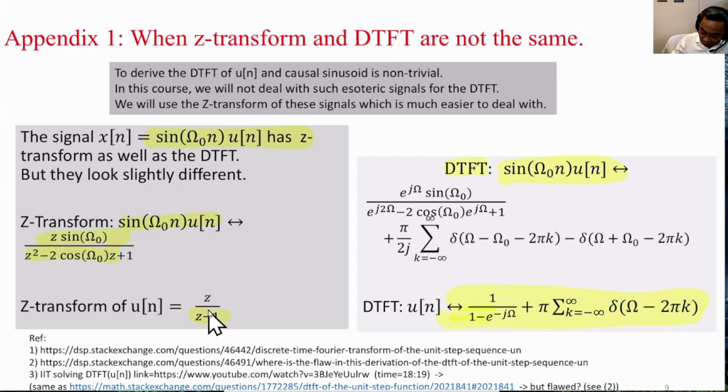Notice that the Z transform has a pole at 1, so it is right on the unit circle, so the ROC does not include the unit circle. That is why we say that the DTFT does not exist, but you can do a lot of other tricks to represent sine omega naught n u[n] as this. Okay, but this is just FYI. We are not going to be playing with this level of signals at all in this course.